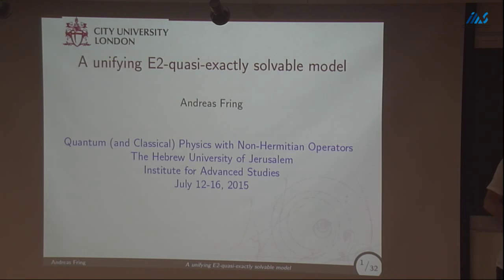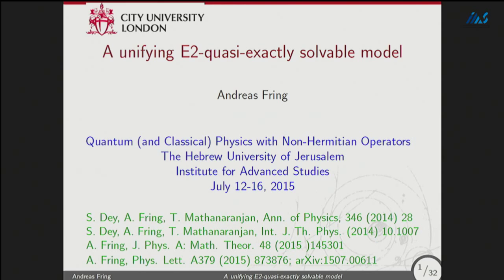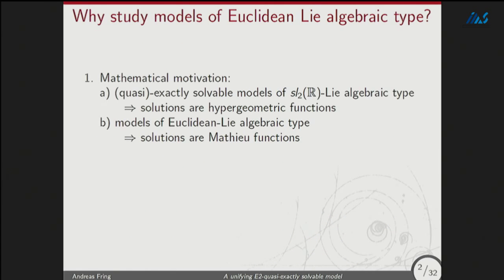So my talk will be about a series of papers, partly written in collaboration with my former PhD student Sanjib Day, and Thilat Rajan Mathanarajan. He was an Erasmus visiting student from Sri Lanka to City University. He participated also in these first two works. I will be mainly talking about these last three, but to set the scene a bit, I will also talk a little bit about the first ones. And it's all about E2, Euclidean algebras, or Euclidean algebras in general.